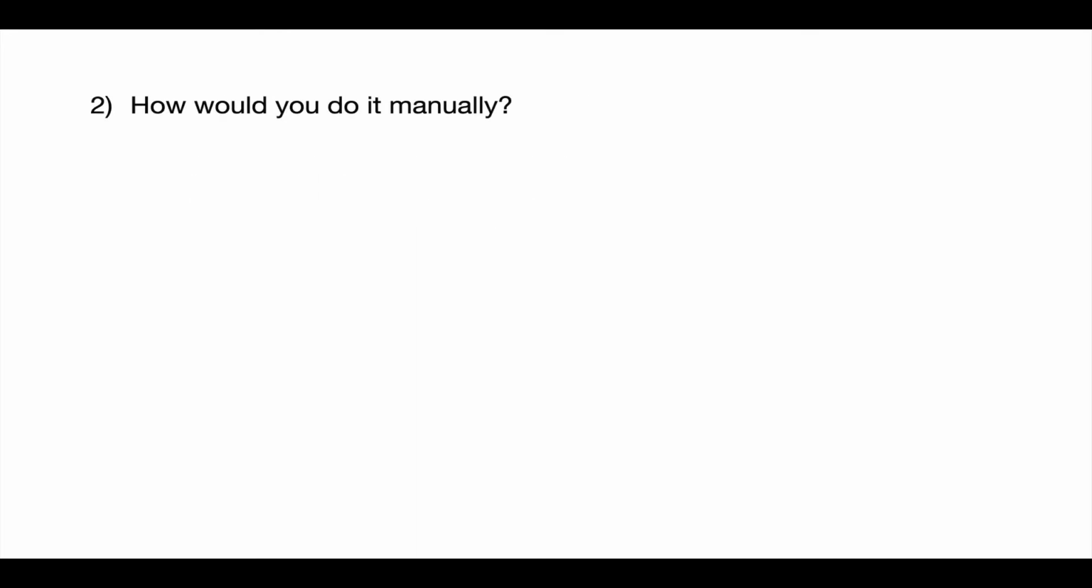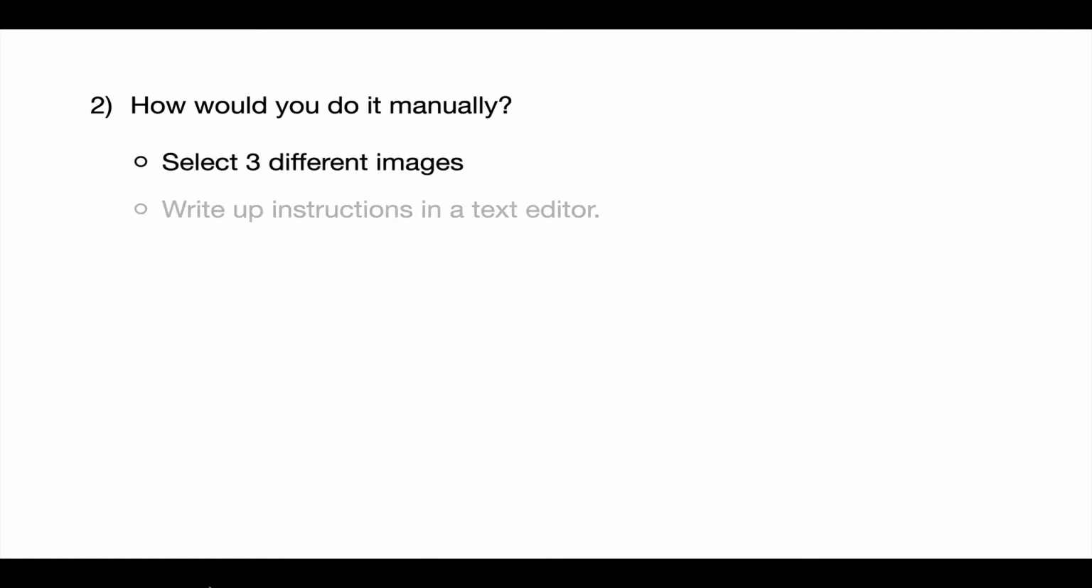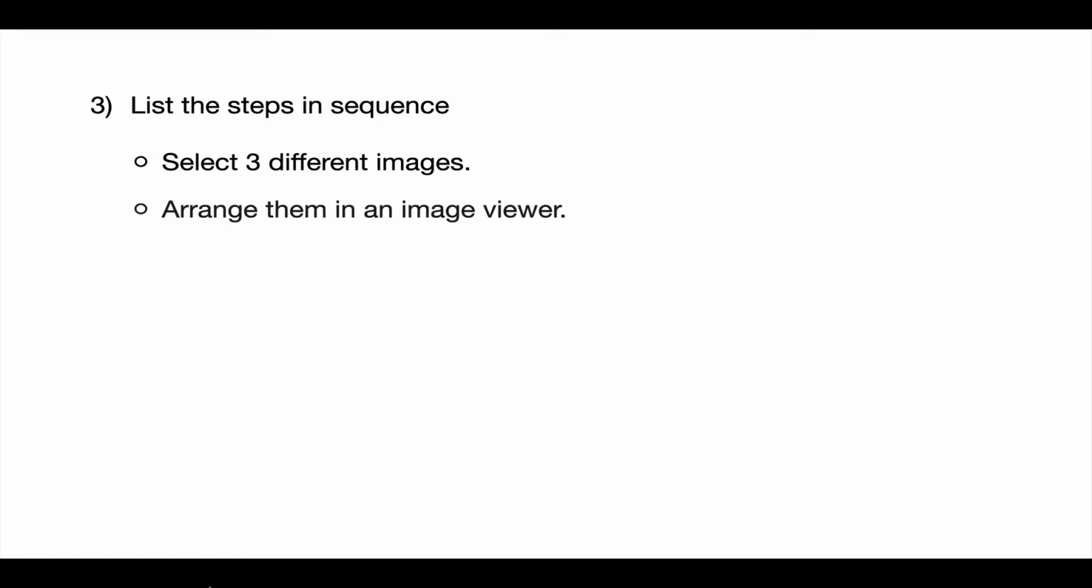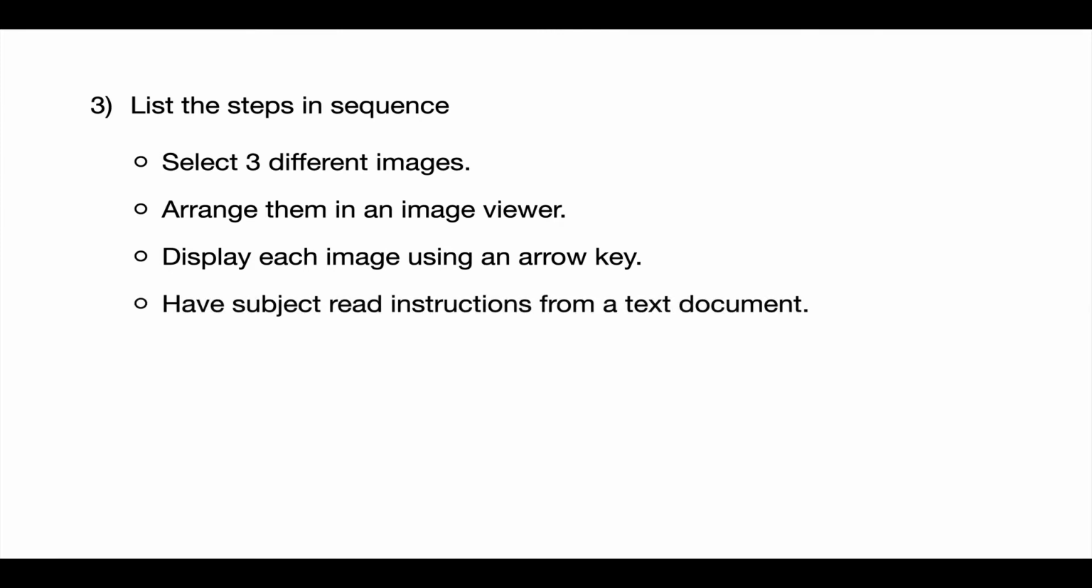Okay, so how do we do this manually then? How do we set this up? All right, we'd select the 3 different images and then write up instructions in a text editor. Pretty simple. And then just display it all. Okay, let's list them in sequence. We're going to select the 3 different images, arrange them in an image viewer. Again, this is manually. Display each image using an arrow key, for example, and then have the subject read the instructions.